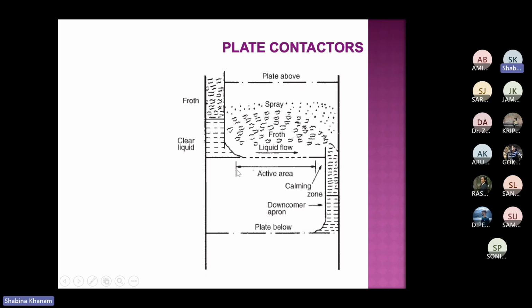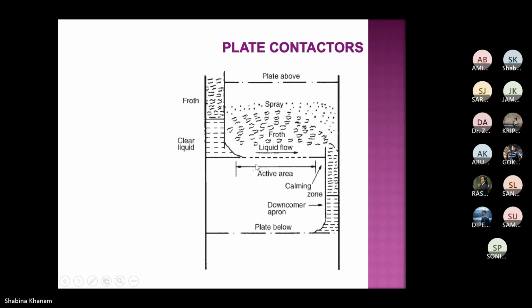Actually, whatever active area is shown over here is exactly not the active area. This is the perforated area. Active area is what? The cross sectional area minus twice the downcomer area. Active area minus calming zone area will give us the perforated area. So exactly whatever is shown over here as the active area should be the perforated area. All these parameters we will discuss in design in detail, but you should understand the geometry first.